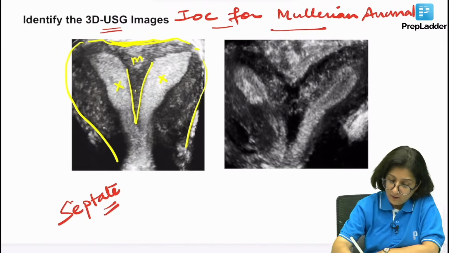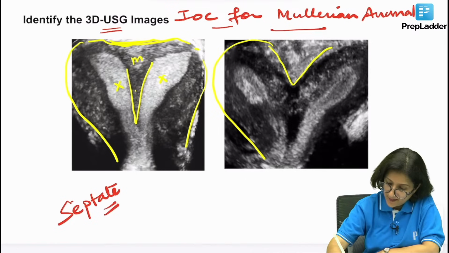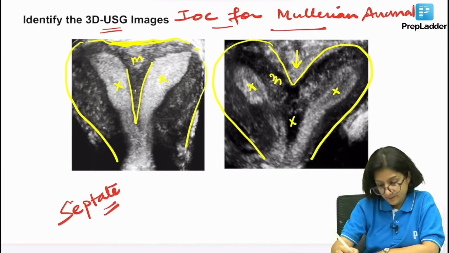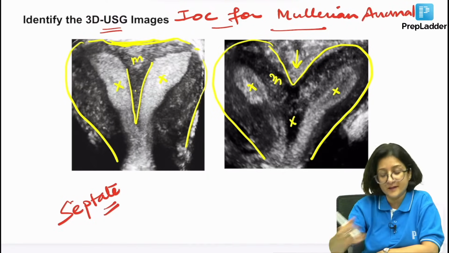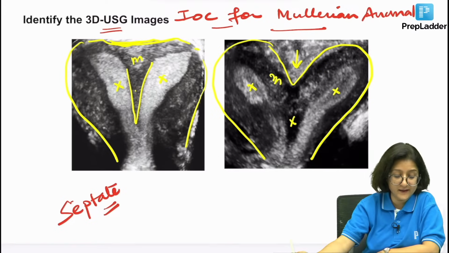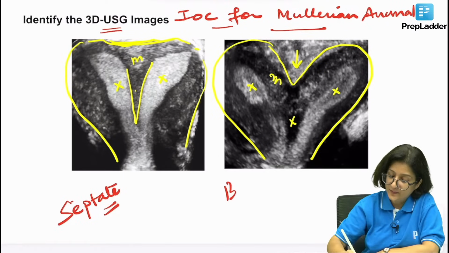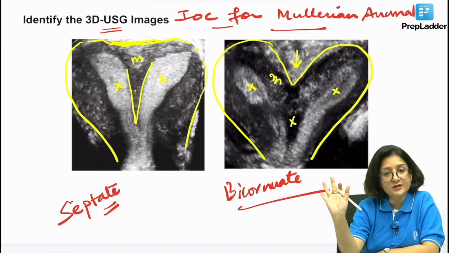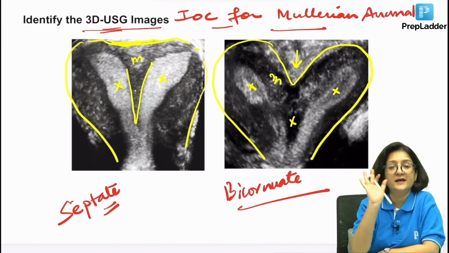Okay, now in the image on the right, you can see this dip at the fundus. You can see this is the endometrial cavity, the rest is the myometrium. You can see that septa also there, and you can figure out the dip in the fundus. So this is bicornuate. So 3D USG can help us differentiate. This is our investigation of choice.